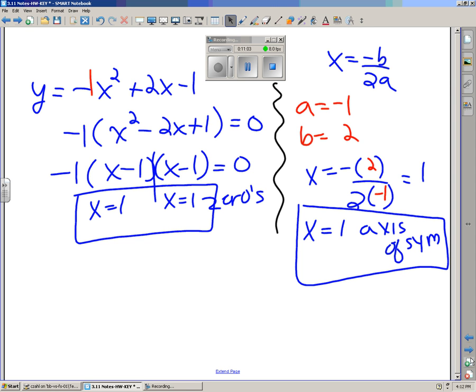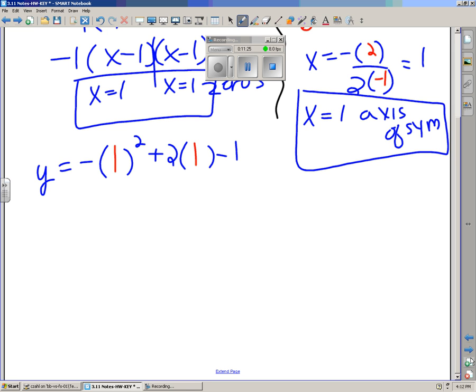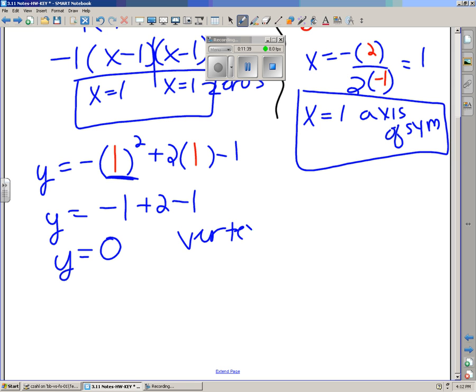Last but not least, we now need to plug into the original equation. And the original equation is this. y equals negative x squared plus 2x minus 1. And again, the axis of symmetry, the x is a 1. When I do the math here, being very careful of my order of operations, I get y equals 1 squared is 1, but attach the negative, plus 2 minus 1. Negative 1 plus 2 plus negative 1 equals 0. And so now the vertex is going to be 1, 0.